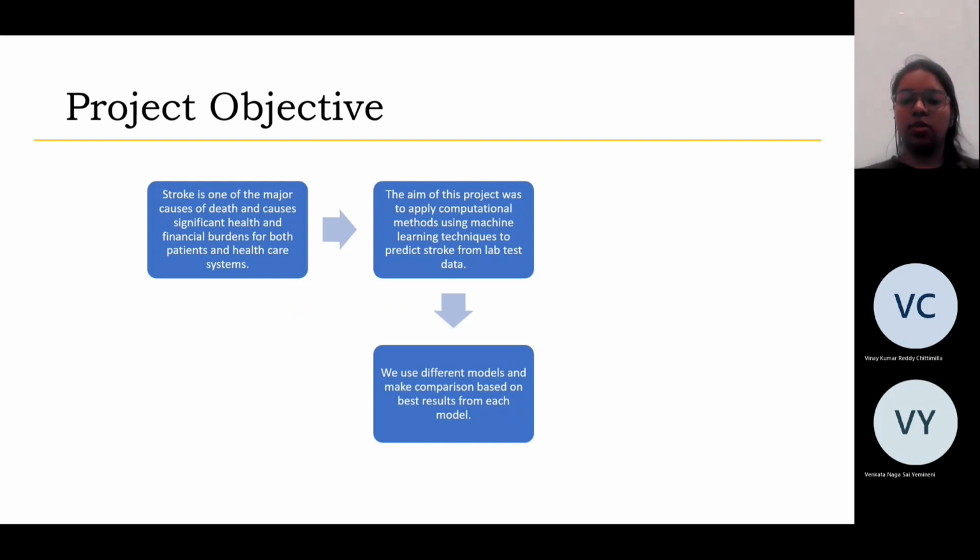The aim of this project was to apply computational methods or machine learning techniques to predict stroke from lab test results from a series of data collected from multiple patients. We use different models and make comparisons based on the best results we get from each model.